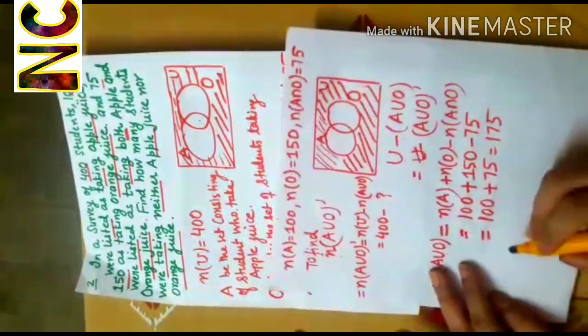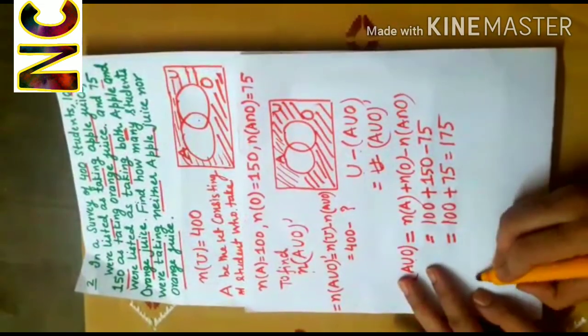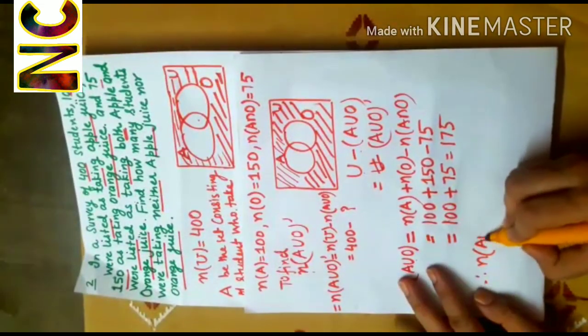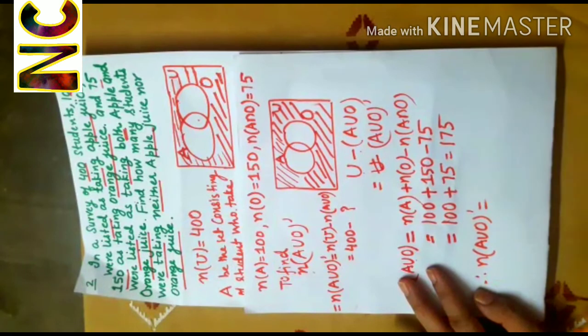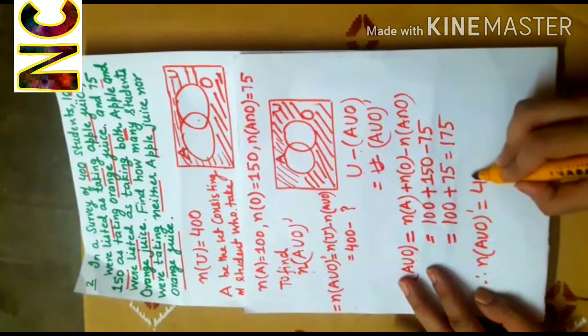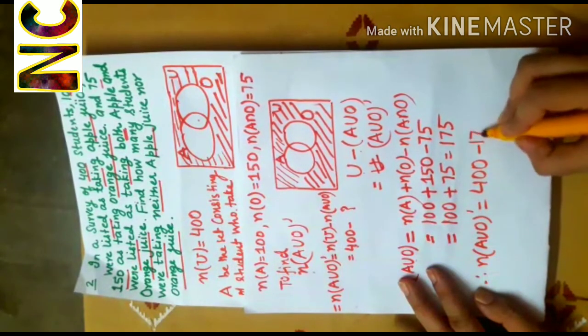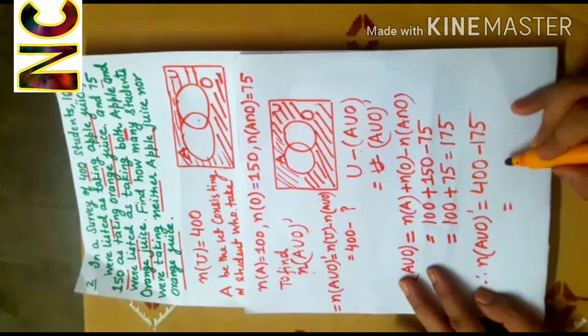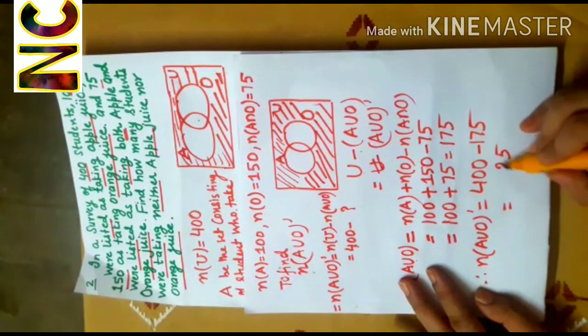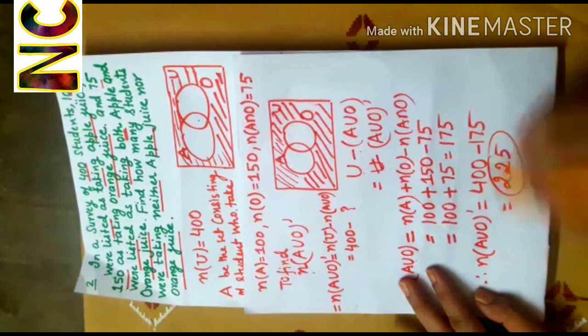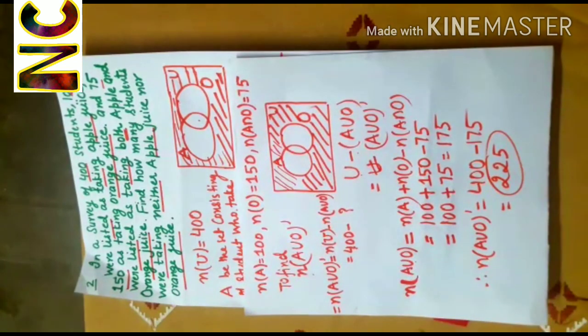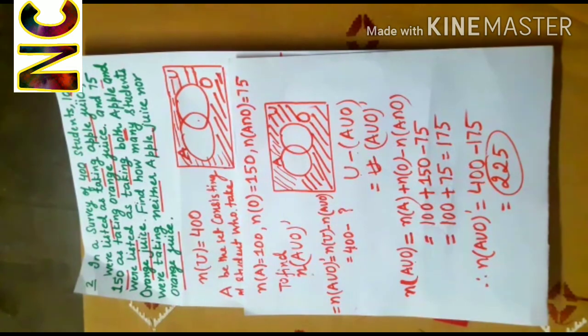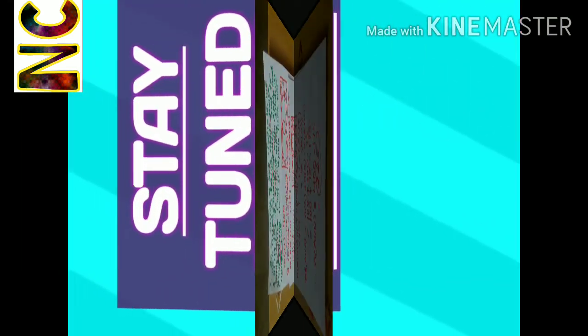So therefore the number of elements in A union O complement will be equal to 400 minus 175. That will give you 225. So there are 225 students who are taking neither apple juice nor orange juice.